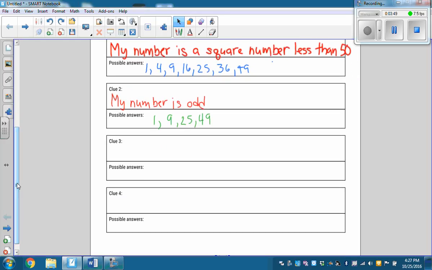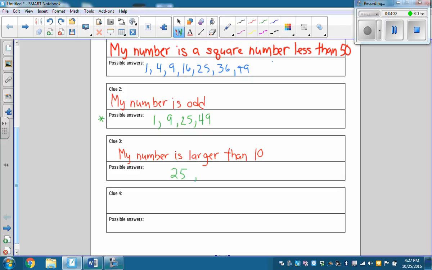So my next clue is my number is larger than 10. So now out of the list above, I'm going to only put down now my possible answers are 25 and 49.